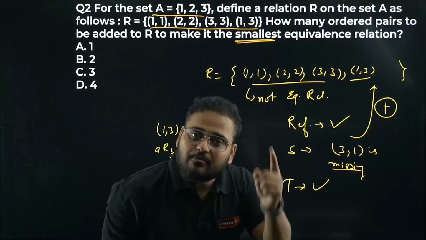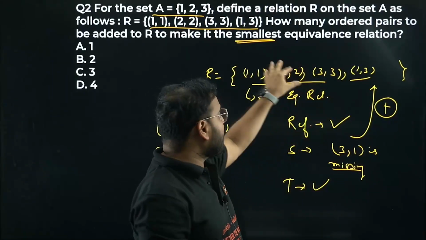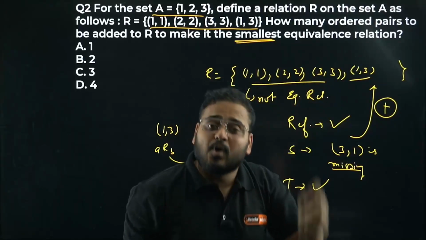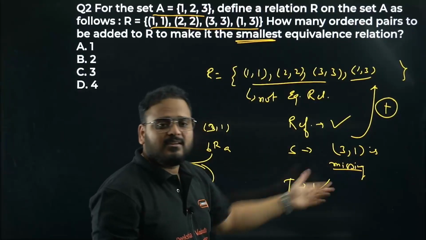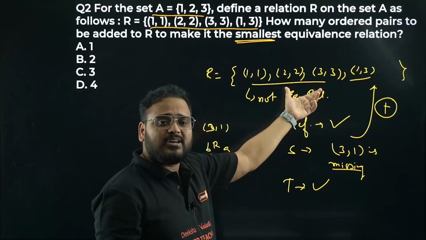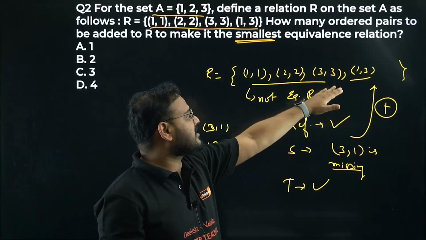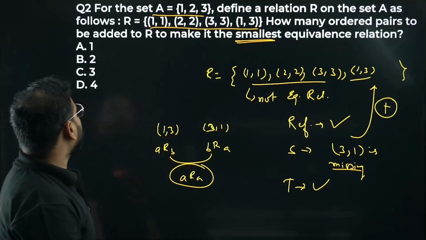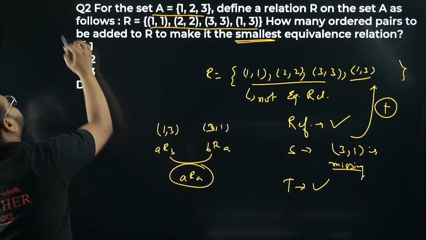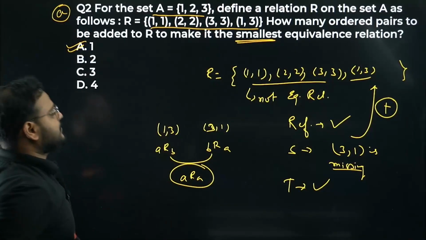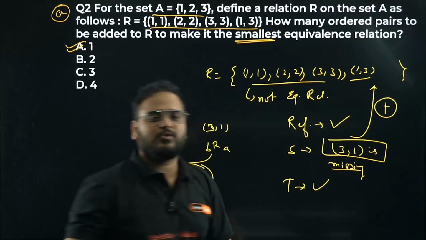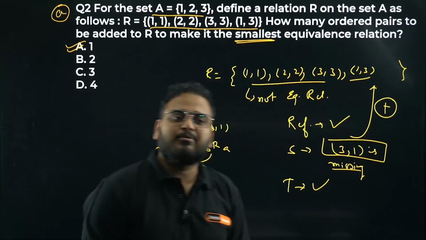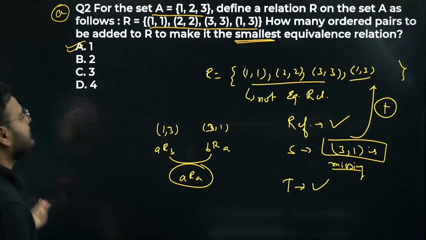It means only one ordered pair is required to make this relation the smallest equivalence relation. After adding this, is it equivalent? Yes, it's equivalent because it's transitive also. So the answer would be option A: 1 is the answer. We just need to add (3,1); that is what is missing. Let me know if you have a doubt regarding this in the comment section.